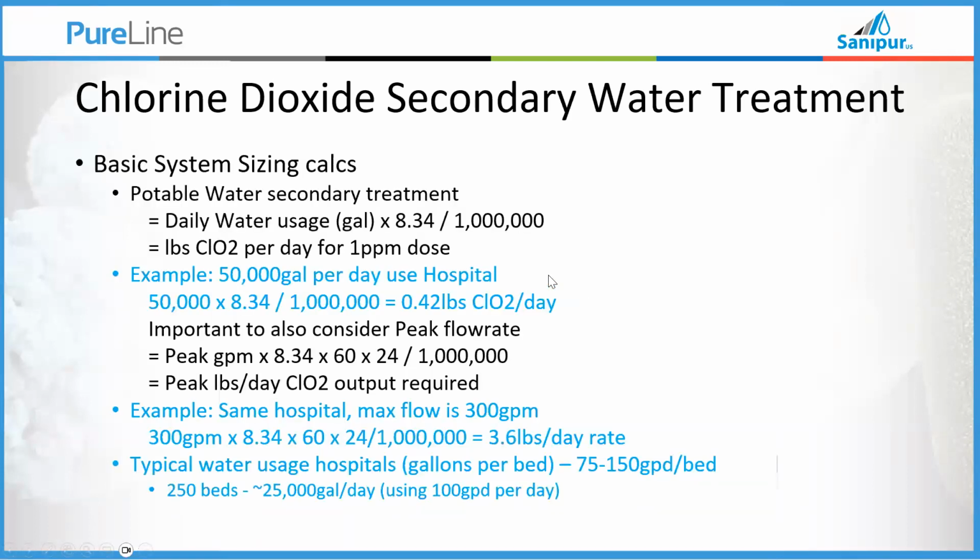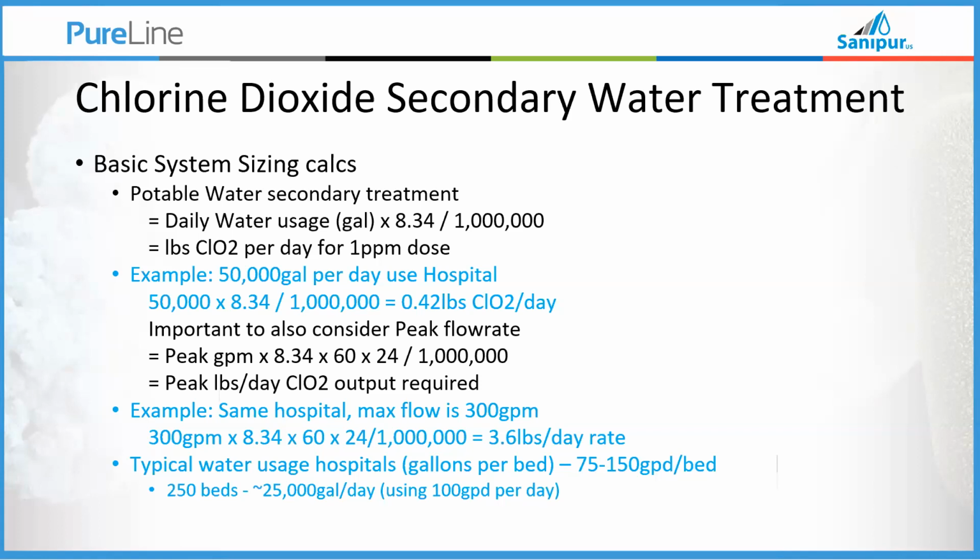The basic sizing calculations. So typical chlorine dioxide treatment will treat the cold water and the hot water for a facility. Calculate your need in terms of pounds per day of chlorine dioxide, which is the typical way that systems are sized for chlorine dioxide. Daily water usage, which usually you can get a monthly or a yearly water usage number and then determine a daily average.